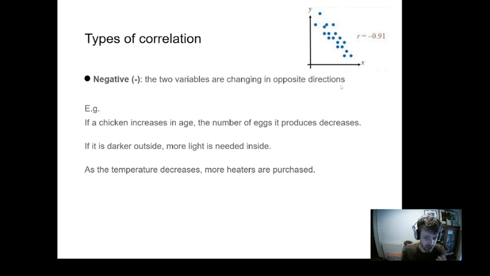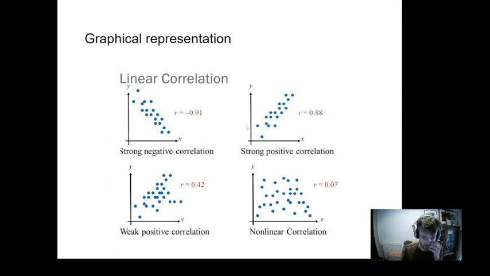If the temperature decreases, more heaters are purchased, so you might be working in a shop. So if the temperature increases, you don't need to buy so many heaters, but if the temperature decreases, you will buy more heaters. So this is a type of negative correlation. And there are a couple of other examples of correlation here.